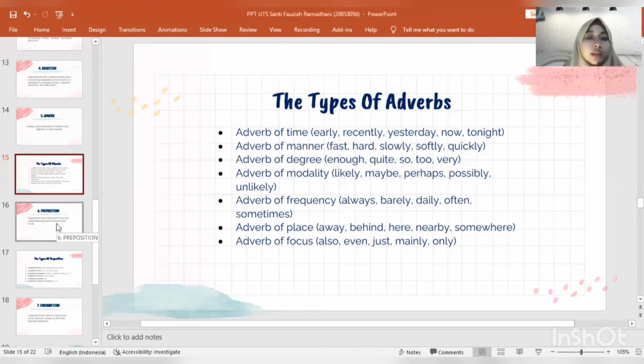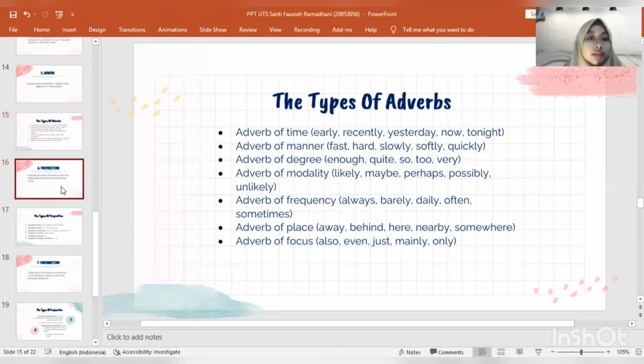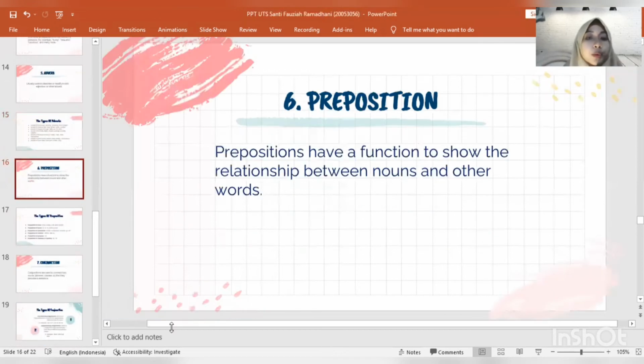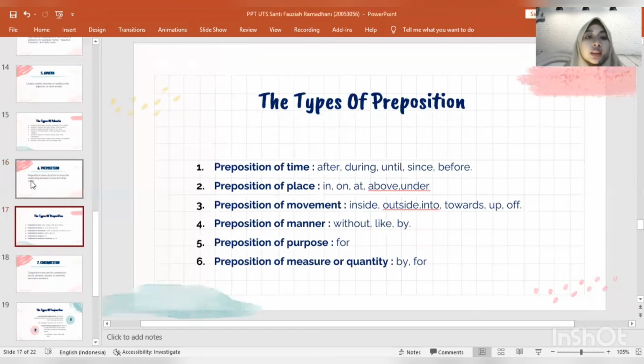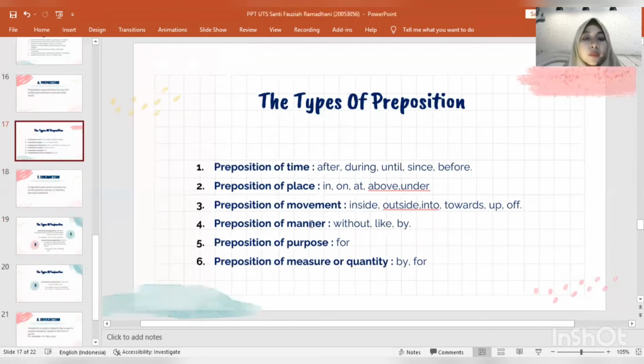The next is preposition. Prepositions have a function to show the relationship between nouns and other words. The types of preposition: the first is prepositions of time. For example, after, during, until, since, before.